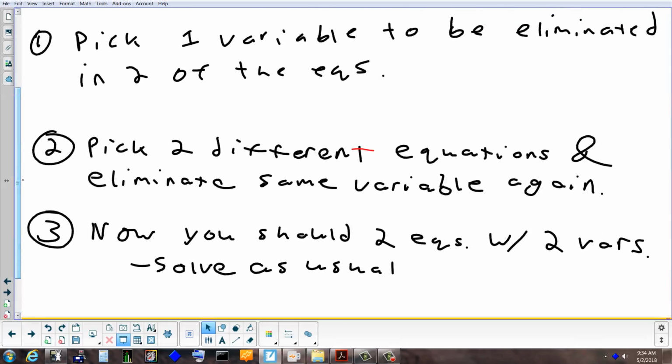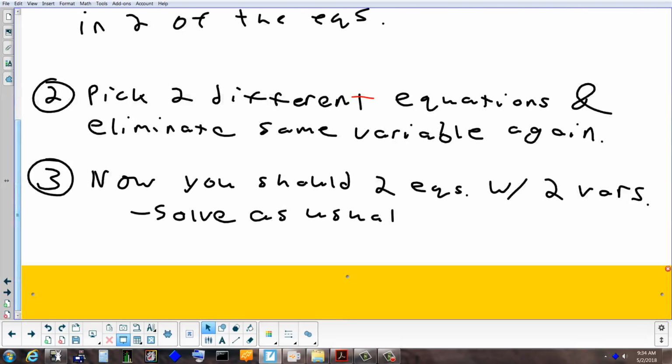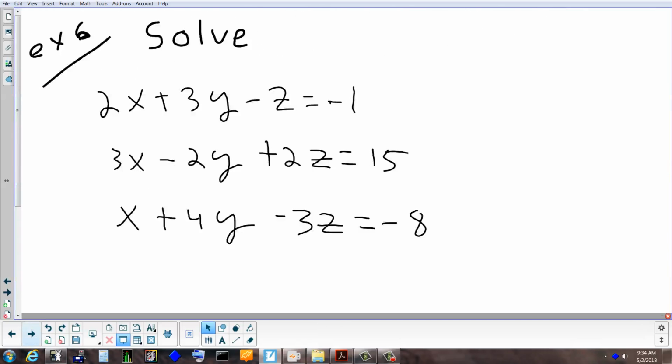Okay, but the key is you try to make life as easy as you can because fractions can pop up a lot here. So we'll try to avoid them if we can. It doesn't mean every problem is going to be nice numbers, though. So here's our system. 3 equations, 3 variables. It says 2x plus 3y minus z equals -1. 3x minus 2y plus 2z equals 15. And x plus 4y minus 3z equals -8.